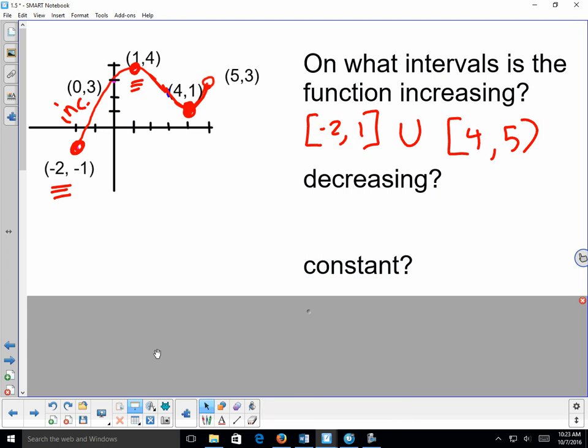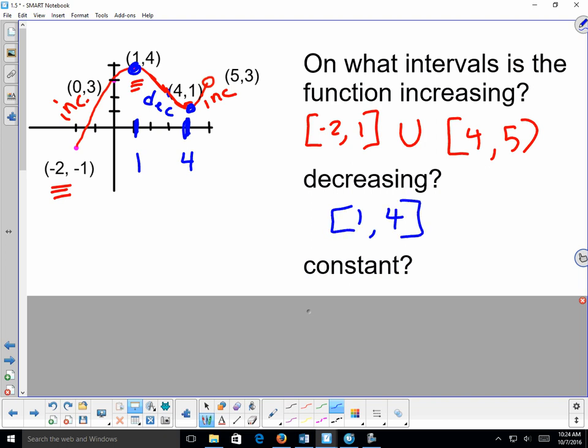Well, where is it decreasing? Let's get rid of this. That was increasing. So it looks like it's decreasing here on the interval from here to here. It's decreasing. Right? It was increasing here, increasing here. So in this interval that's decreasing, from what x value to what x value are we decreasing? Well, we're decreasing from 1 to 4. So our interval for which we're decreasing, remember we're always going to express that in terms of what x values, would be from 1 to 4.